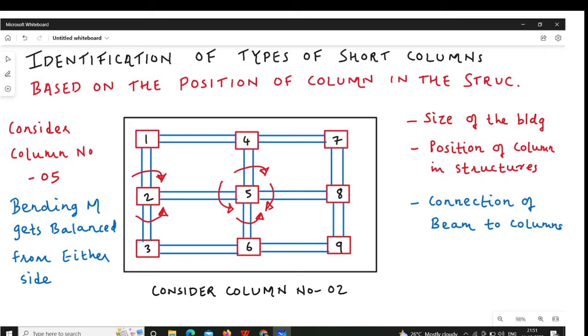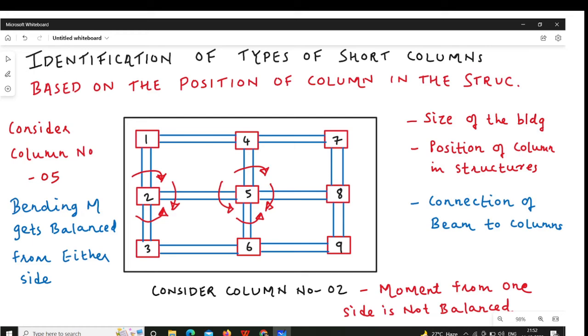So the bending moments are cancelled in the y direction, but in the x direction you have bending moment from the right direction and this bending moment is not cancelled. Okay, so there is one bending moment which is not nullified. That bending moment is in the x direction. So in this column the moment from one side is not balanced. So column number 2 is uniaxial bending.